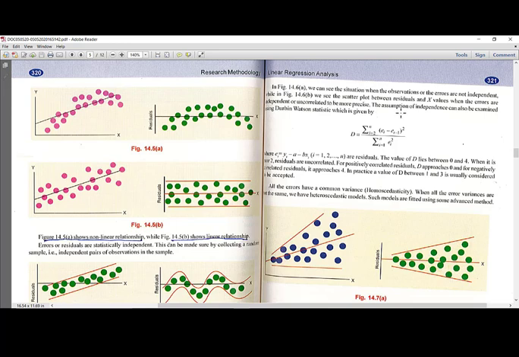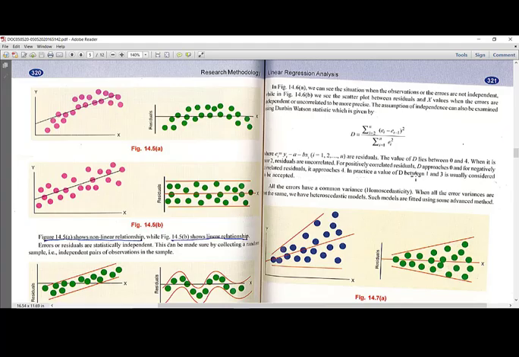more precise. The assumption of independence can also be examined using Durbin-Watson statistic, which is given by d equal to sigma i equal to 2 to n (e_i minus e_{i-1}) whole square by sigma i equal to 1 to n e_i square, where e_i is y_i minus a minus b x_i, are residuals. The value of d lies between 0 and 4. When it is nearer to 2, residuals are uncorrelated. For positively correlated residuals, d approaches 0, and for negatively correlated residuals, it approaches 4.